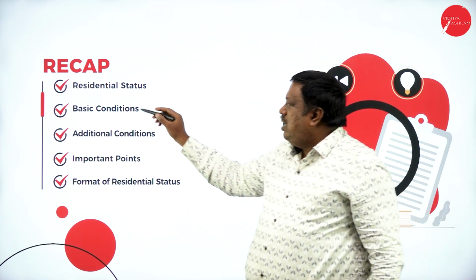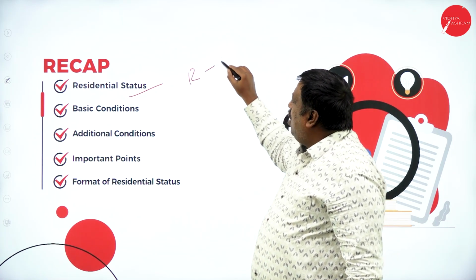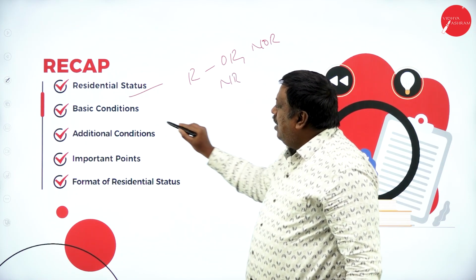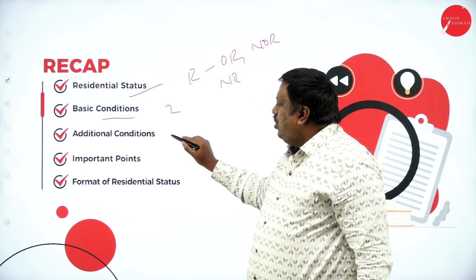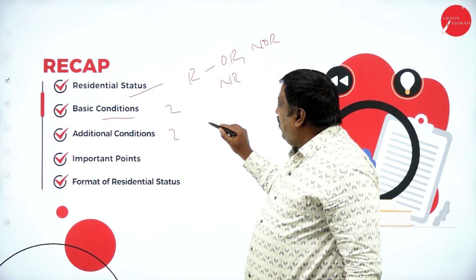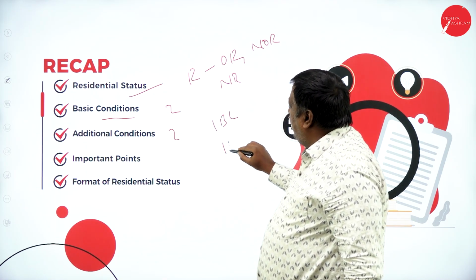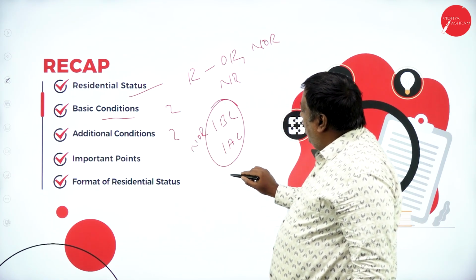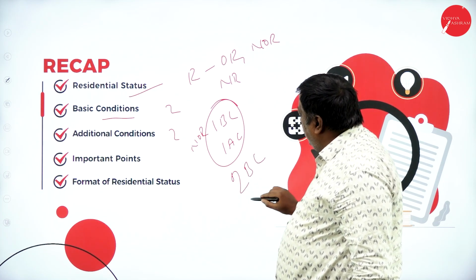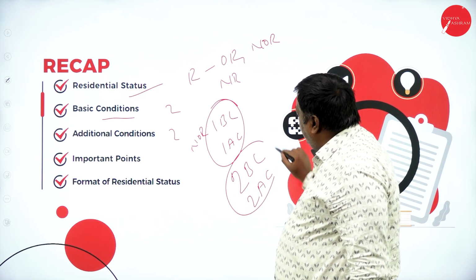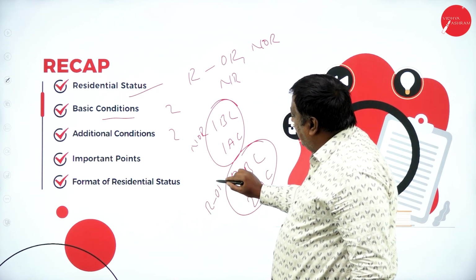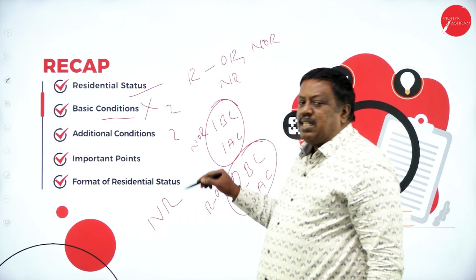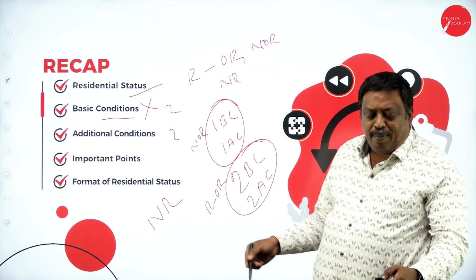In our previous session, we discussed clearly about resident, ordinarily resident, not ordinarily resident and non-resident. There were 2 basic conditions and 2 additional conditions. If I satisfy 1 basic and 1 additional condition, they're going to call me not ordinarily resident. If I satisfy 2 basic conditions and 2 additional conditions, then they're going to call me resident and ordinarily resident. If I don't satisfy the basic condition, they call me a non-resident. This is what we discussed in our previous session.